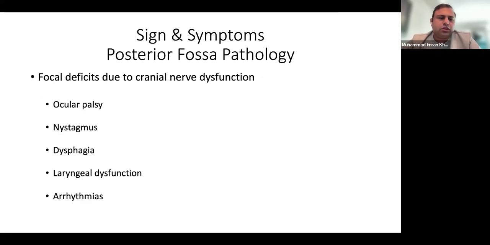Lesions in the posterior fossa can also cause focal deficits due to cranial nerve dysfunction, for example, ocular palsy, nystagmus, dysphagia, laryngeal dysfunction, and arrhythmias. And again, going back to the anatomy, as it was showing, the nerves from 3 to 12 reside in this area. And so compression of any of the nerves could cause any of the above-mentioned dysfunctions and could present as posterior fossa pathology.